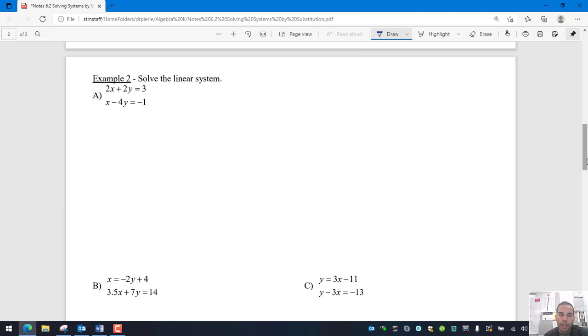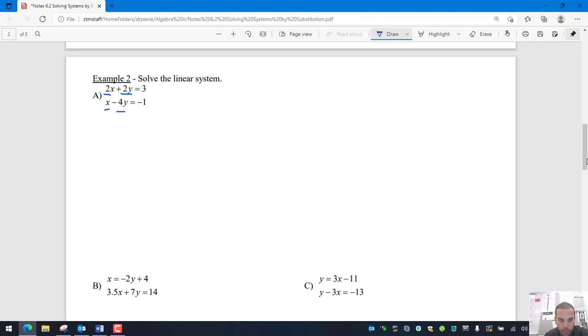So if we do example A, once again, I have 4 different options to get a variable by itself. I could choose to get this x by itself, this y by itself, or I could choose this x, or I could choose this y. Okay. Out of these 4 options, I feel like the easiest variable to get by itself would be this x right here. It's got a leading coefficient of 1.